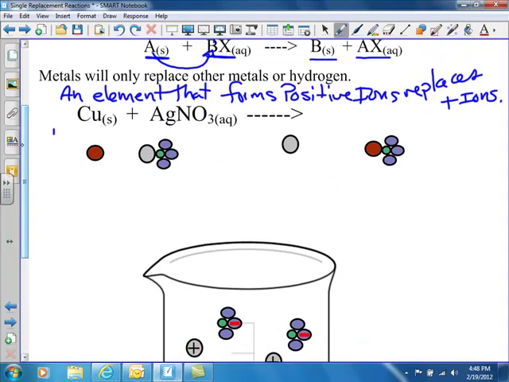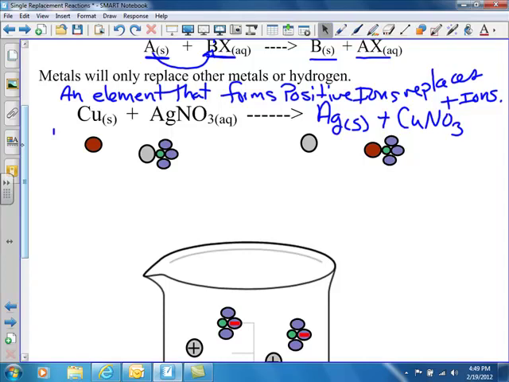So here's what happens. As you look at this, this copper comes over here and kicks out this silver, and that's what you see has happened over here already. This copper came and kicked out that silver, so that copper could combine with that nitrate, and now this silver is all alone. So the products of this reaction are silver that's now a solid, plus copper nitrate, where the copper has combined itself with that nitrate. And that's a single replacement reaction.